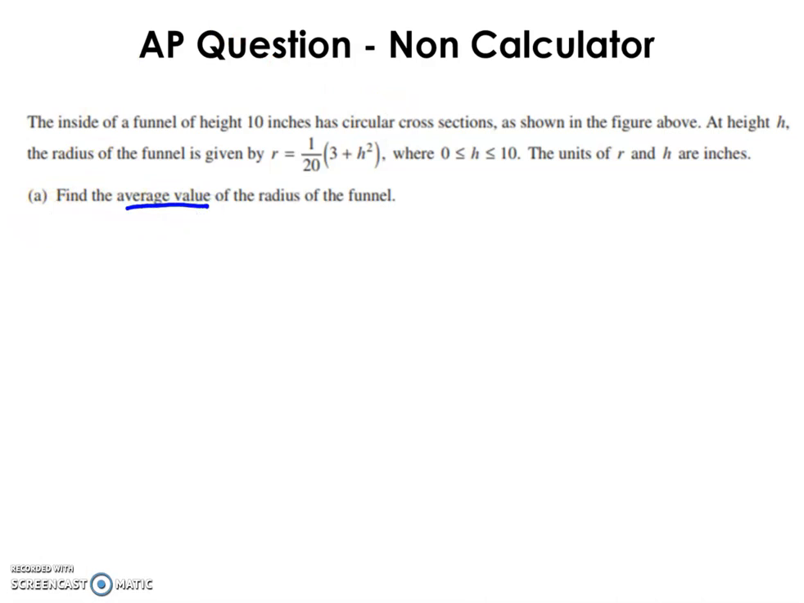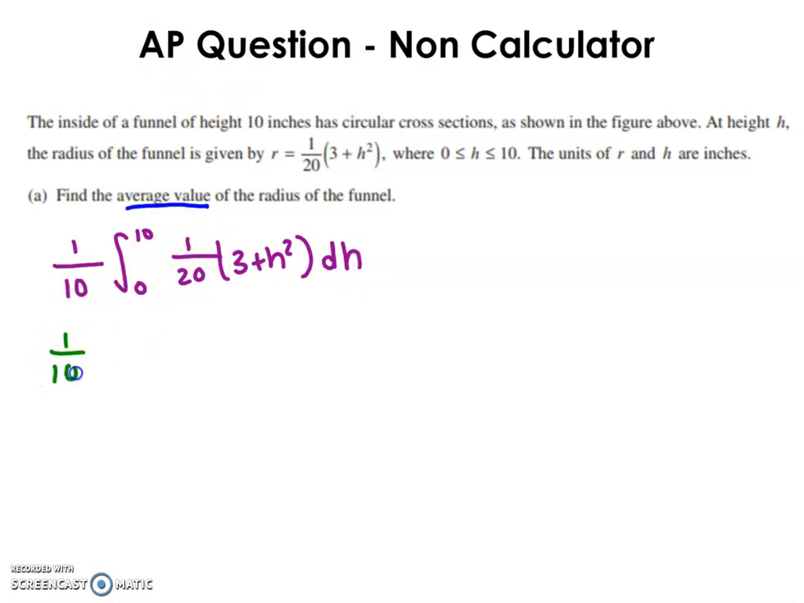So we're going to use our average value. So it's 1 over b minus a, so our interval is 0 to 10, so 1 over 10, times the integral from 0 to 10 of our r function, which is 1 over 20 times (3 plus h squared) dh, because h is the variable we're using. Now here we see 1 over 20 is a constant, so I'm going to pull that outside with the 1 over 10. So I'm going to multiply them together.